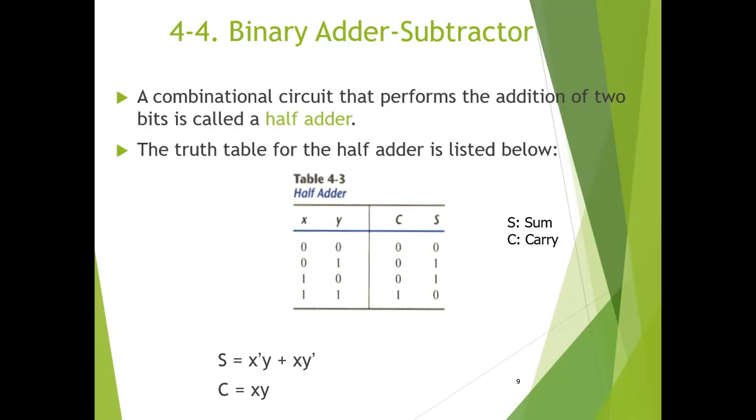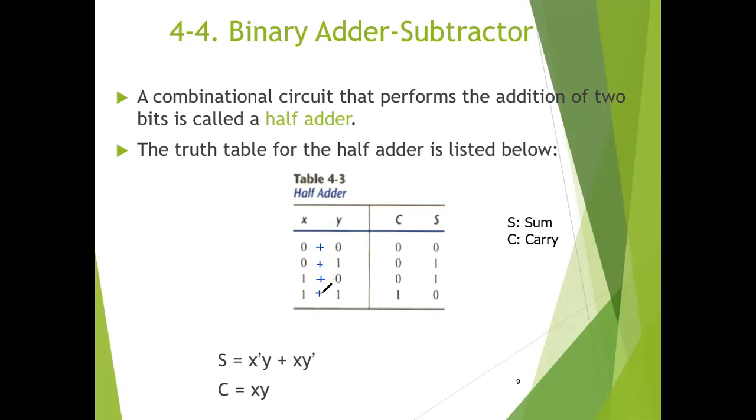the possible elementary operations. There are four possible elementary operations, which are, we can say, 0 plus 0, 0 plus 1, 1 plus 0, and 1 plus 1.